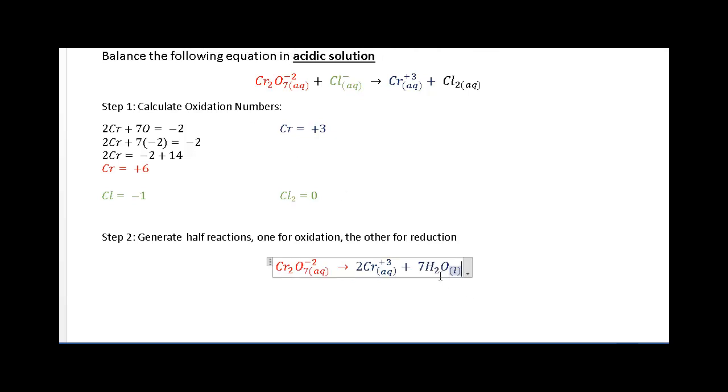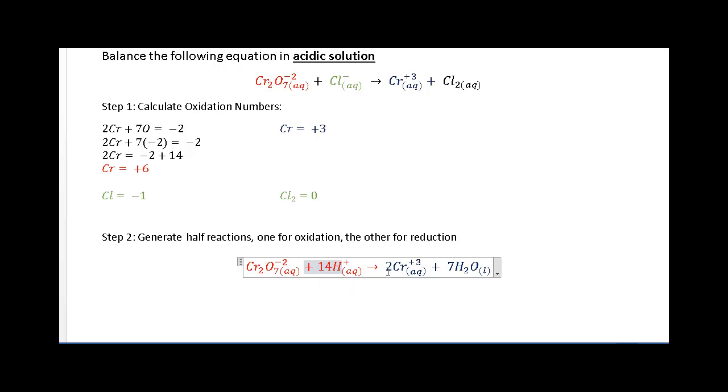So we balance the oxygens. Now we have hydrogens. So how will we balance the 14 hydrogens on the product side? Again, acidic solution, that's a big hint. We can balance the hydrogens with H+. So I'm going to put 14 H+ on our reactant side to balance out the hydrogens. All right, so it seems like everything is balanced. The only thing that's left is the charge. So -2 plus 14. -2 plus 14 is 12.